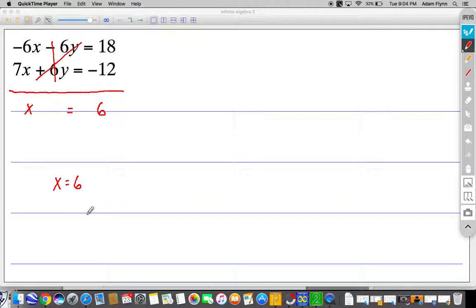So now that I know what x equals, I can take this 6 and plug it in for x in either the first equation or the second equation. Doesn't matter, you should get the same answer. It's all personal preference. So I'll just choose the top equation. So I'll write negative 6, instead of x, we're plugging in 6, minus 6y equals 18. So negative 6 times 6 is going to be negative 36.